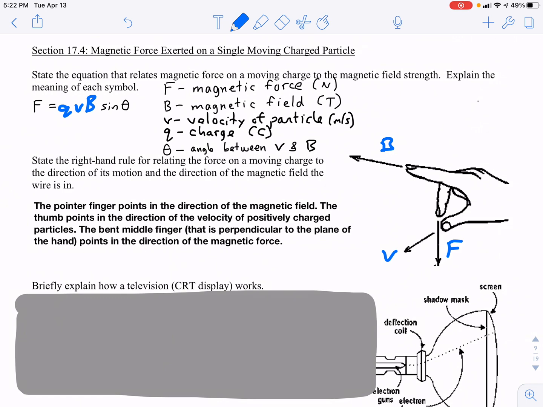Okay, now if you're talking about a negatively charged particle, like an electron, we would use the left-hand rule for a negative charge, and all the other parts are the same. The pointer finger is still the magnetic field, and the thumb is still the velocity. But for positively charged particles, we use a right-hand rule.